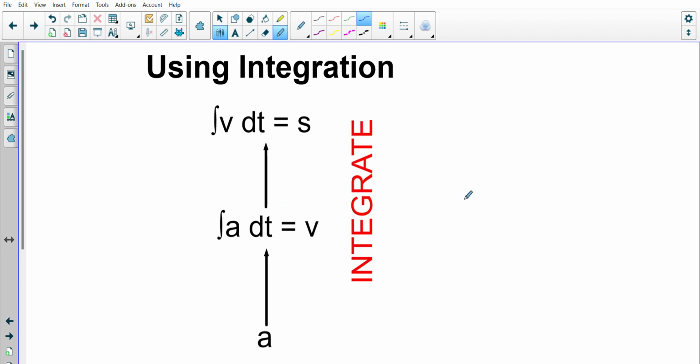So just to recap, we can integrate to find velocity if we've got acceleration. We can integrate to find displacement if we've got velocity. So we can integrate to move between displacement, velocity and acceleration.